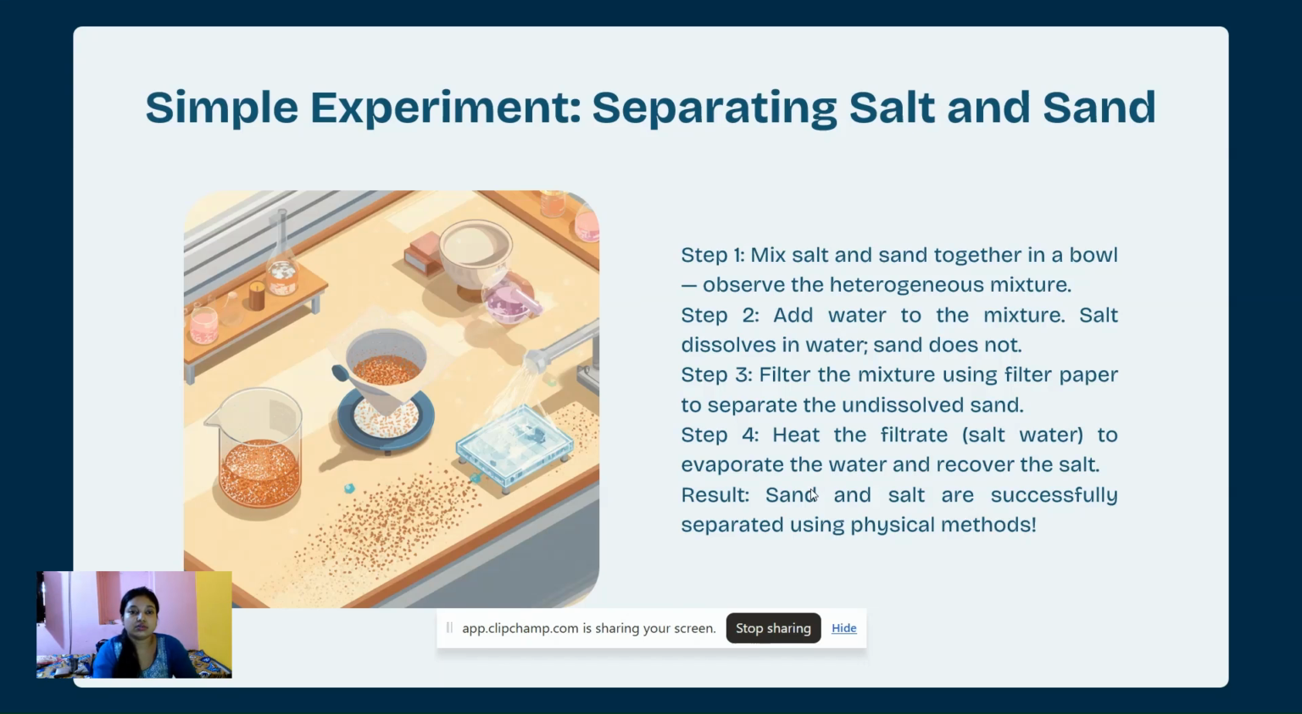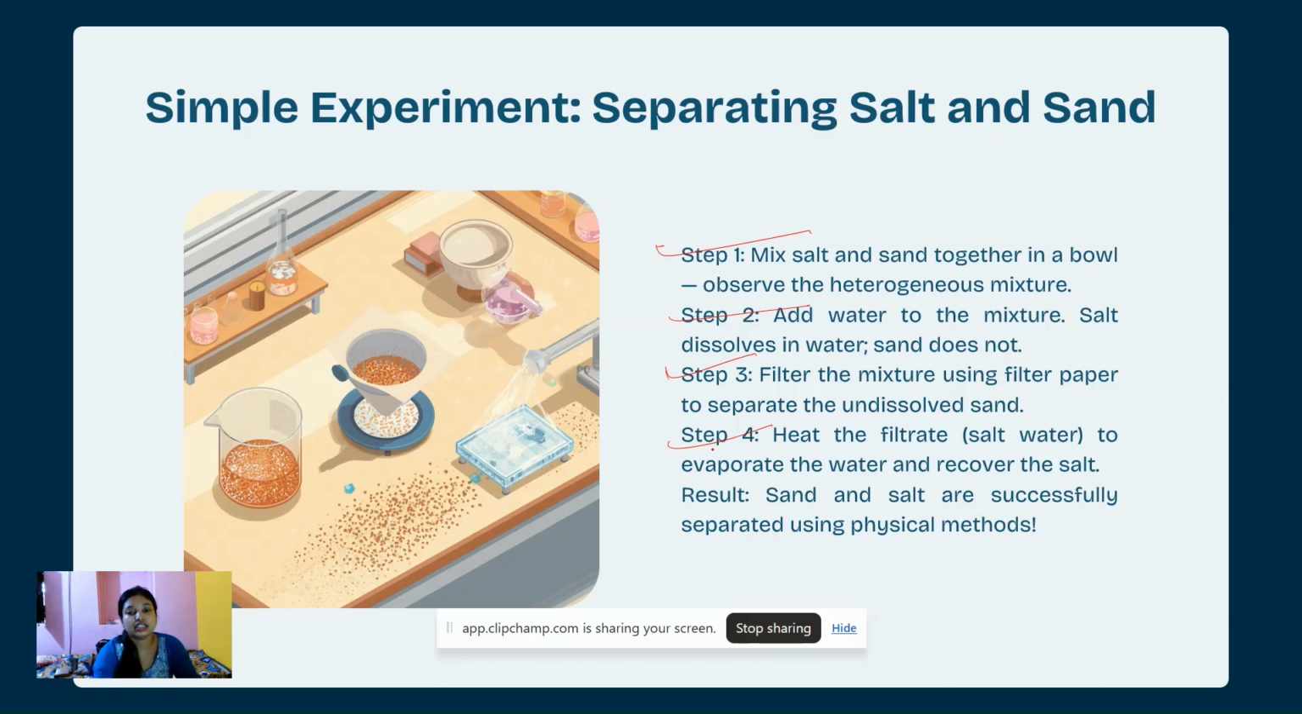Compounds versus mixtures. Compounds have fixed composition by mass, can only be separated by chemical methods, and have new properties different from their constituent elements, for example water and salt. Mixtures have variable composition with no fixed ratio and can be separated by physical methods such as filtration and evaporation. Components retain their original properties, for example salt water, air, sand and water.